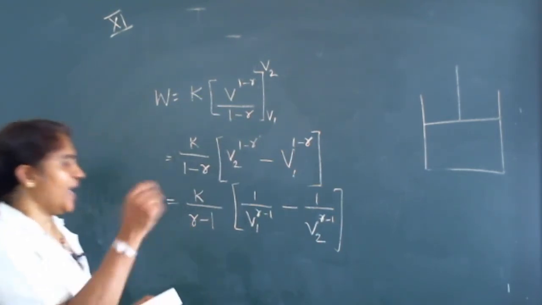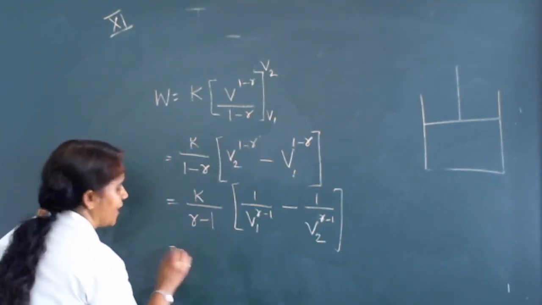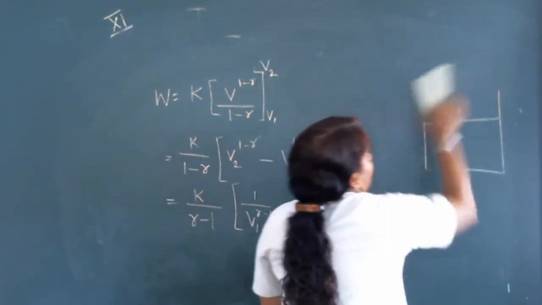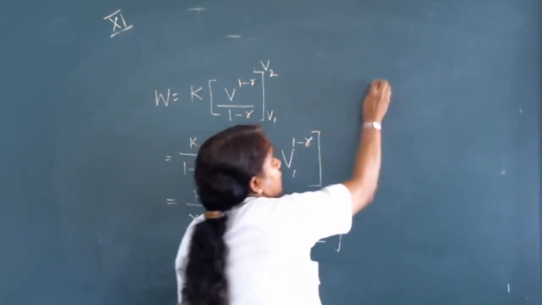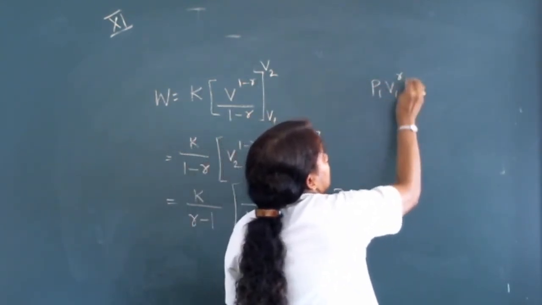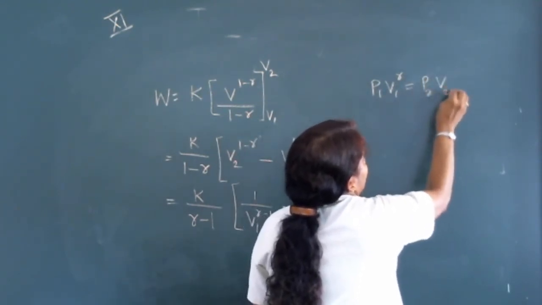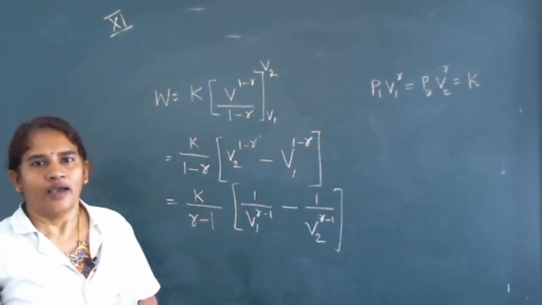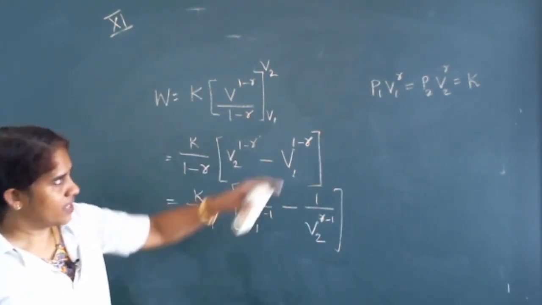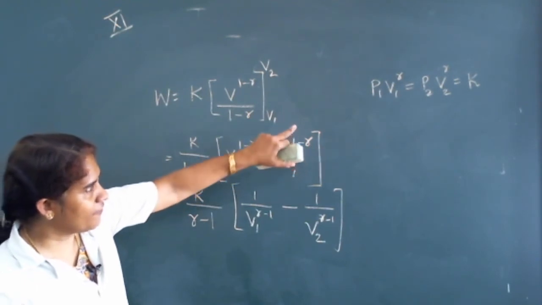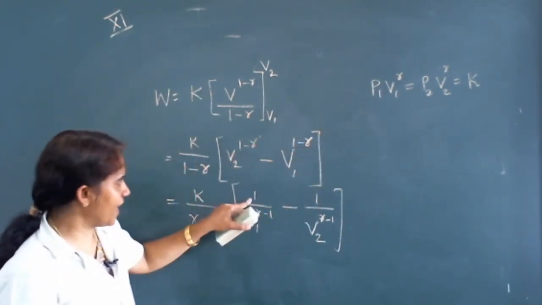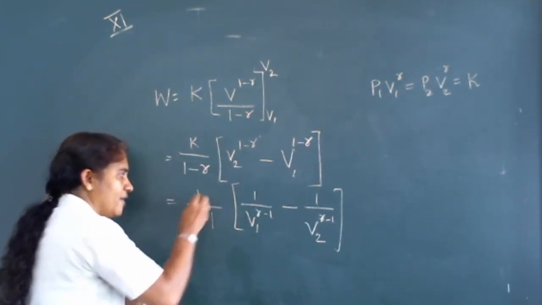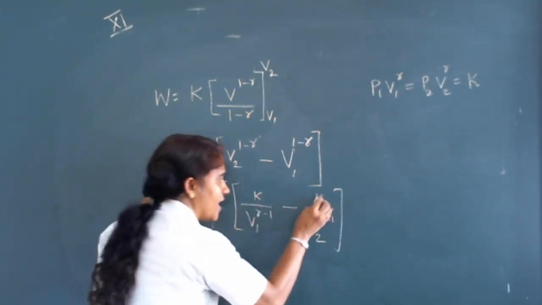Again, instead of K, we have P1 V1 raised to gamma equal to P2 V2 raised to gamma equal to a constant for the adiabatic process. Therefore, instead of K, if we use this, while taking K inside, it can be 1 divided by gamma minus 1, and K we can take inside.